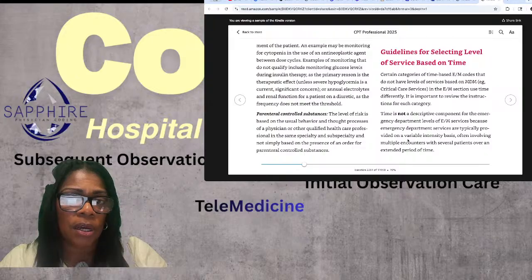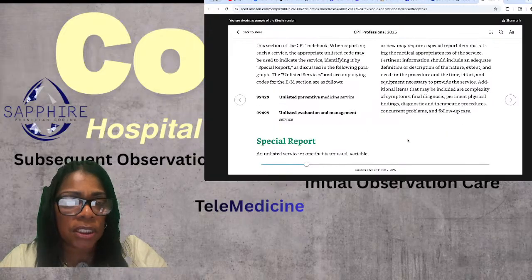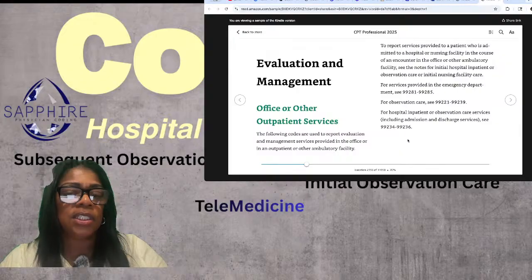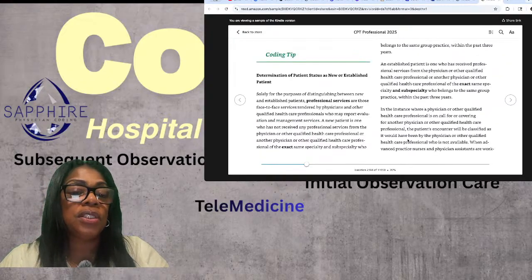Guidelines for selection of level of service based on time. This is your CPT book. This is the CPT book that I'm looking at, so this is what you're also going to review. I'm just scrolling through it so you guys can see what's in it.